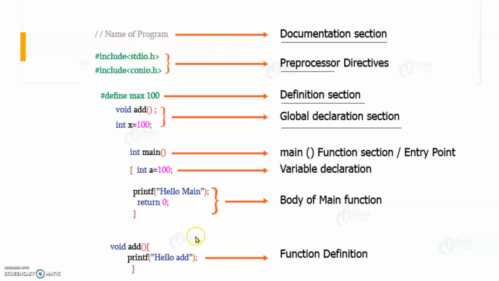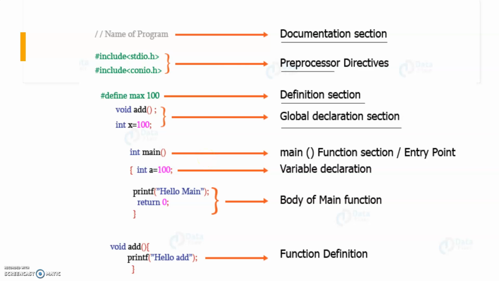Of all these things, I am repeating once again: the documentation section, preprocessor directives, definition section, global variable section, and subprogram section are optional. If you want, you can include them, or else you can simply remove them. But the main function is a must in your program, right?